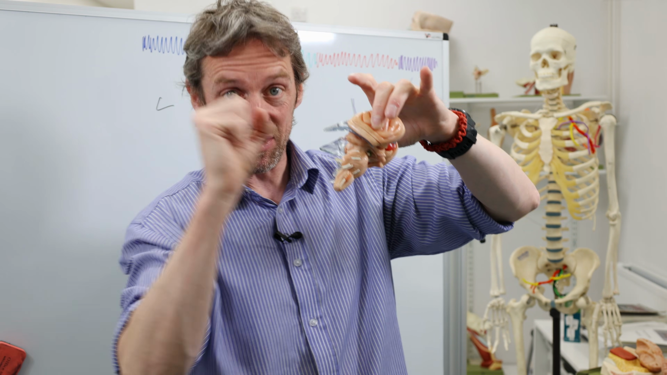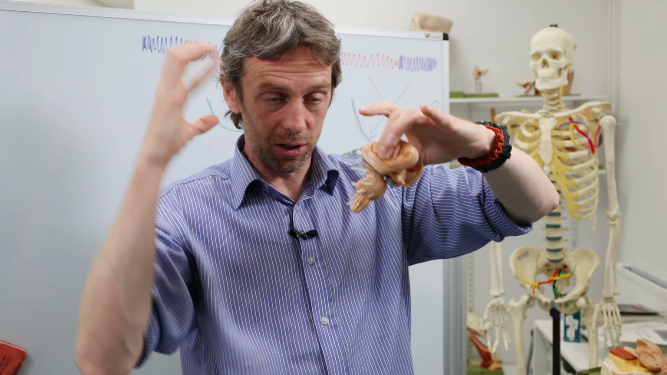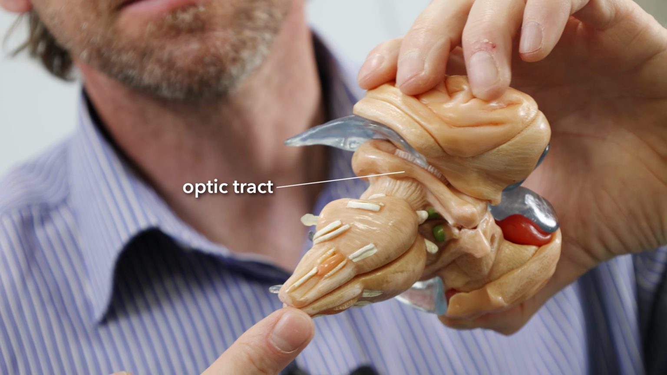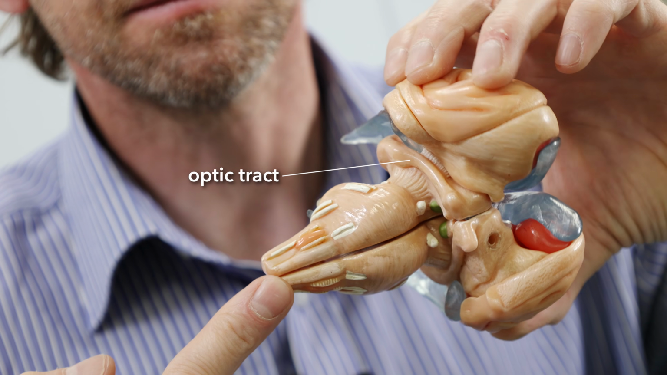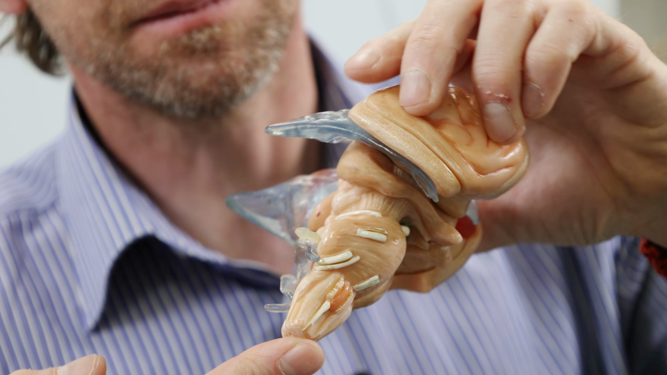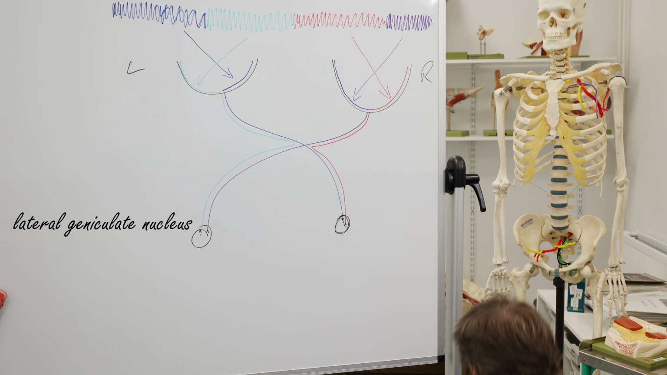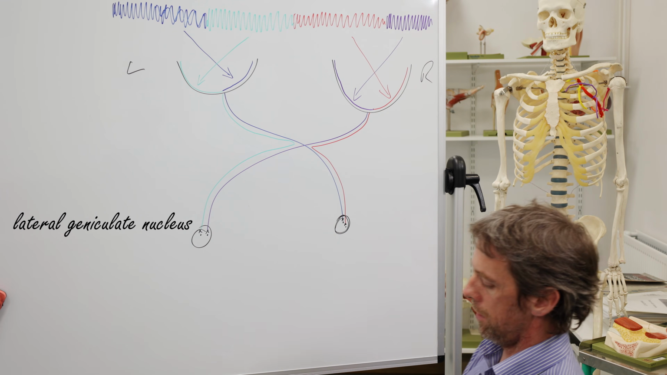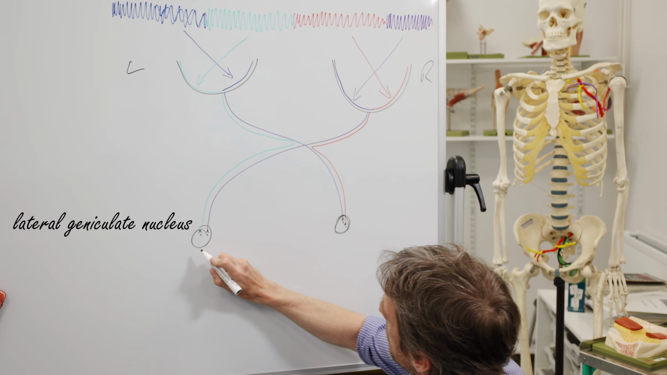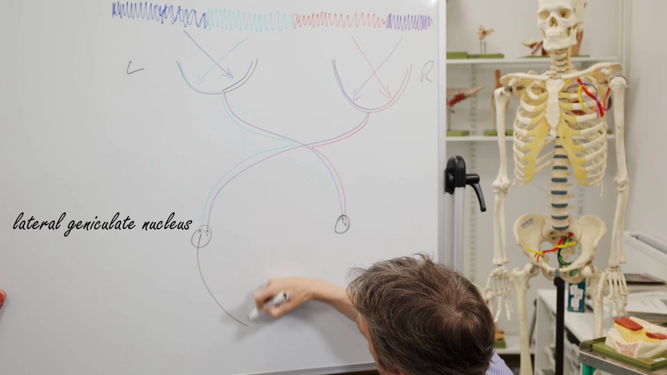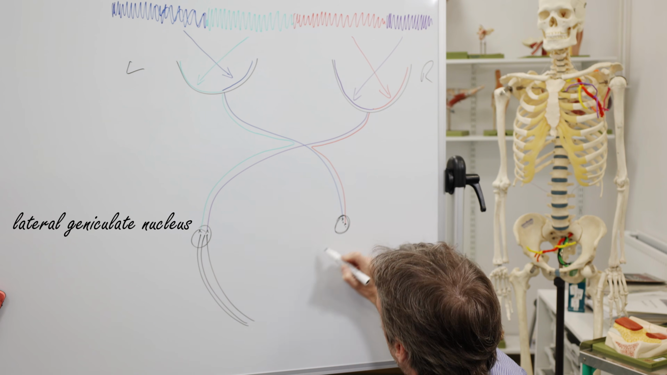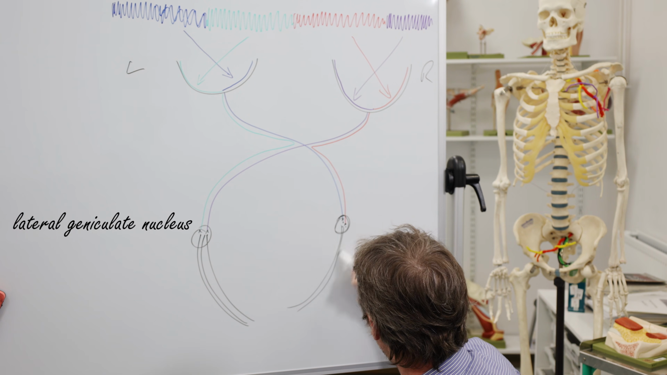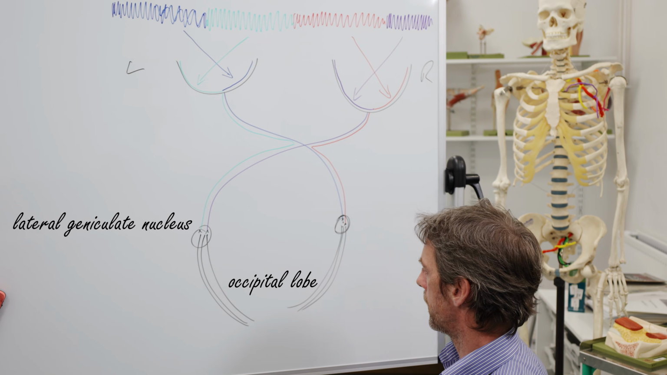The thalamus is very central inside this, in the centre of the two cerebral hemispheres. They're kind of overlapping over it. So they run back to the thalamus. Okay. So now these will synapse with a second neuron, and these neurons will all run back to the occipital lobe.